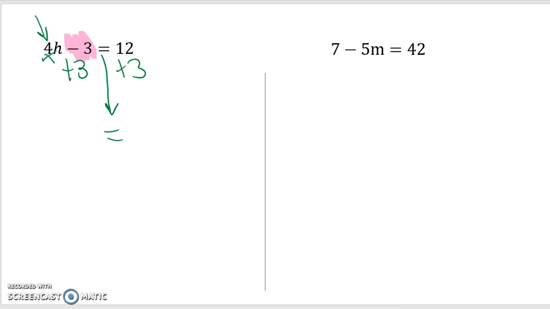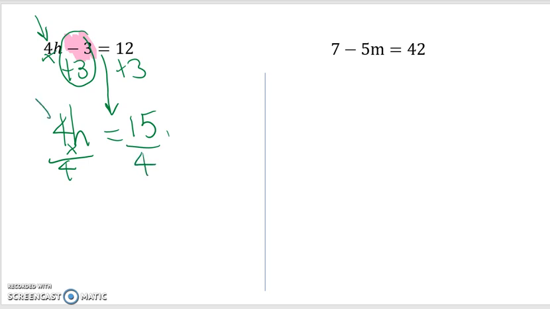So when I add the minus 3 and the 3, they will cancel. We'll get 0. So really all I'm left with on the left-hand side is 4h, and on the right-hand side I'm left with 15. Then I've got this operation of timesing by 4 to reverse, so I will reverse it by dividing by 4. And then any number divided by itself always gives you 1, so we're left with 1h or just h. And the answer is 15 on 4.